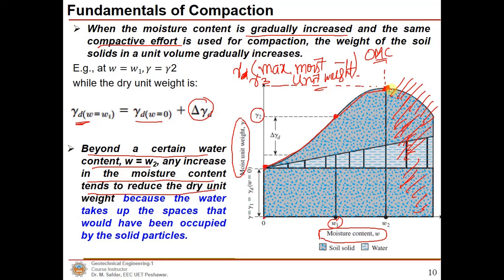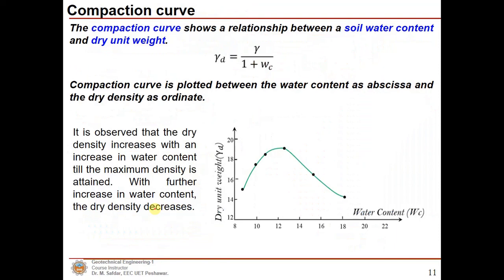Now why is it happening in such a way that initially the unit weight is increasing, but after reaching the optimum moisture content there is a reduction in the unit weight of that particular soil? Because the water takes up the spaces that would have been occupied by the solid particles. So initially the solid particles were taking those spaces in that particular soil, but now when you are adding more water, the water is taking the space which was taken by those solid particles, and that will definitely decrease the unit weight of that particular soil.